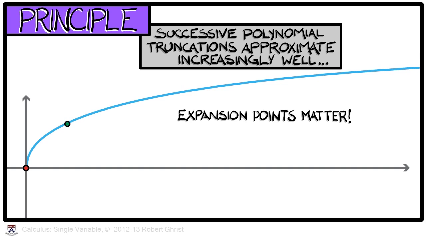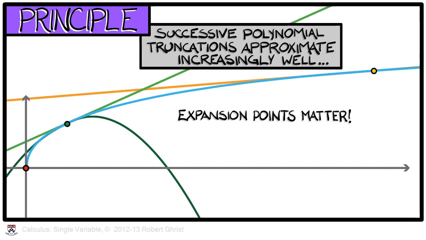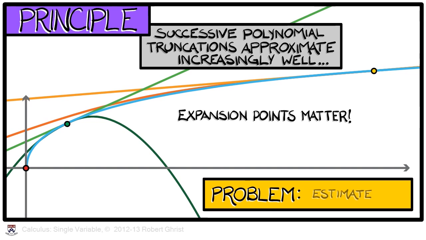If you're expanding way over here and trying to get information about way over there, then you're going to need a lot of derivatives to do that. On the other hand, if you approximate about the correct expansion point, you might not need so many derivatives in order to get the job done. Let's look at an explicit example. What would it take to estimate the square root of 10?